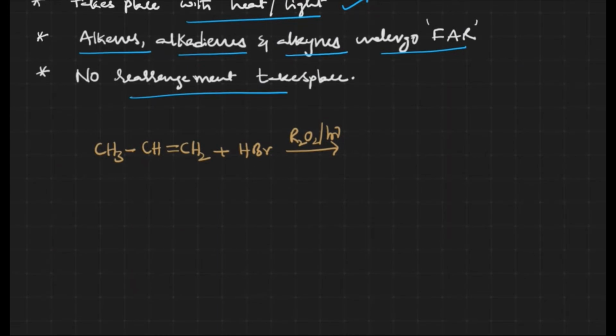Now let us see a particular reaction. We have an alkene with HBr, and we take a peroxide in the presence of light. Why do we need to take the peroxide? I have already mentioned in the bond cleavage video that homolytic cleavage takes place with a symmetrical reagent. Since HBr is not a symmetrical reagent, to initiate the reaction we need a symmetrical reagent. That's why we are taking peroxide.